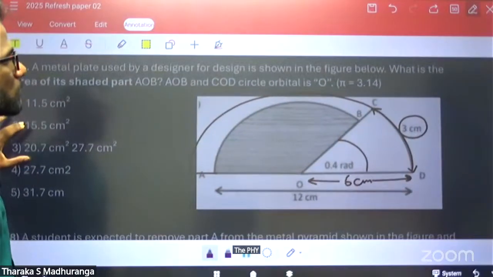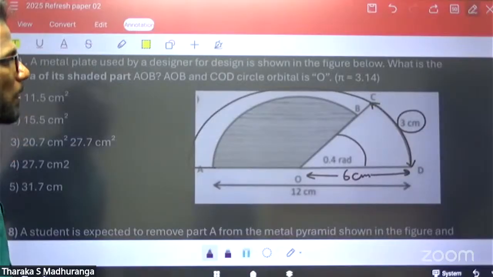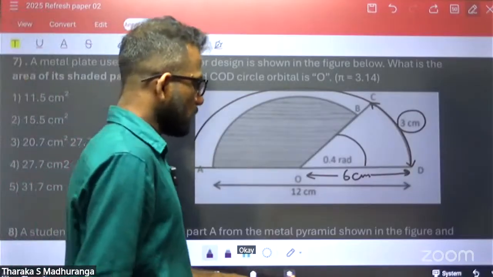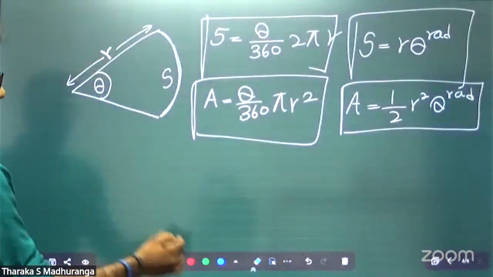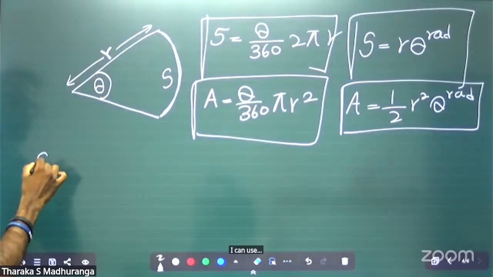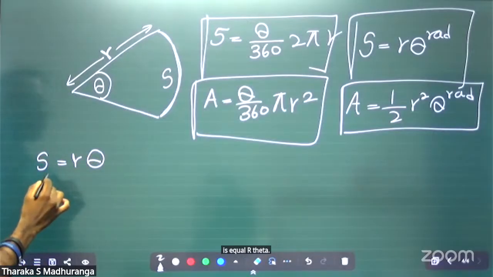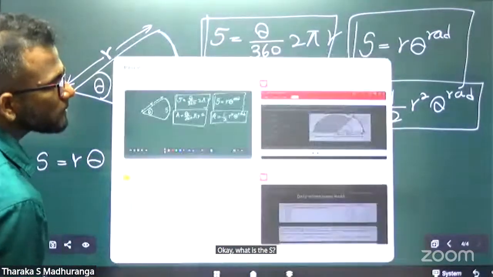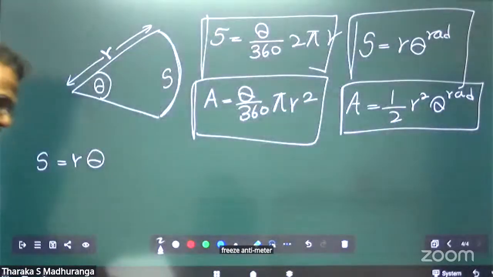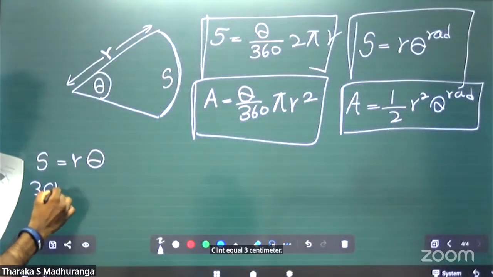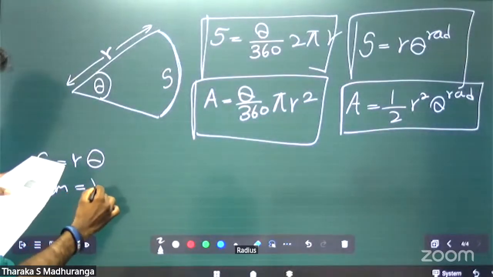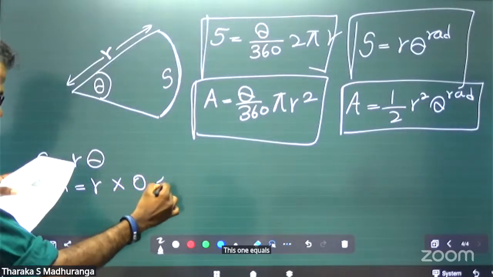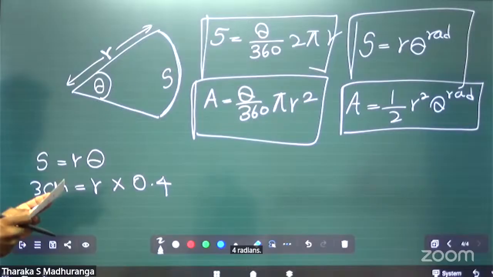The phi is also given. Now I can use S equals r theta. What is S? The arc length is given, 3 centimeter. Arc length equals 3 centimeter, and theta equals 0.4 radian.